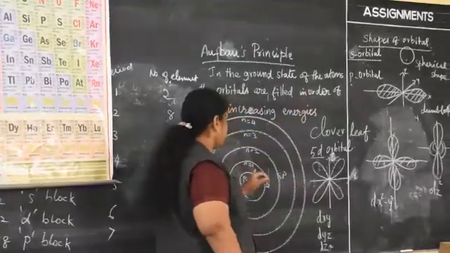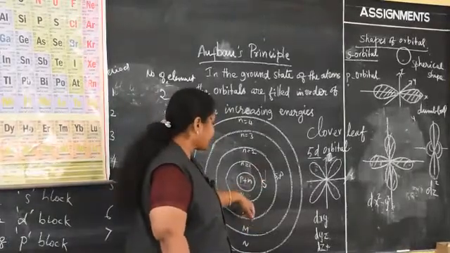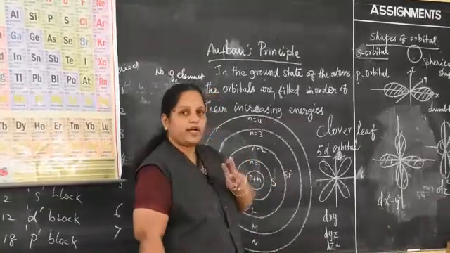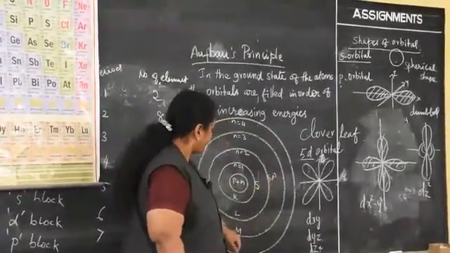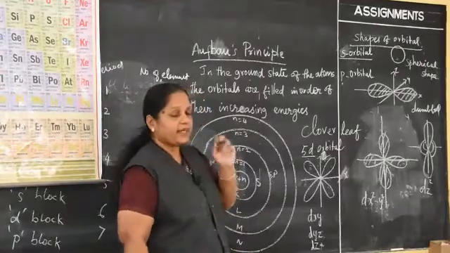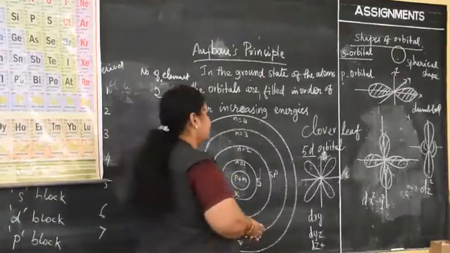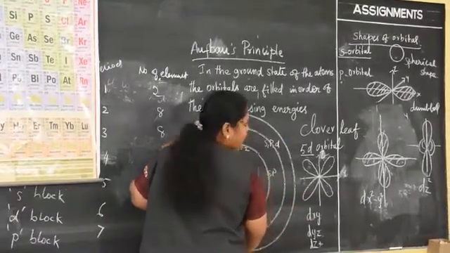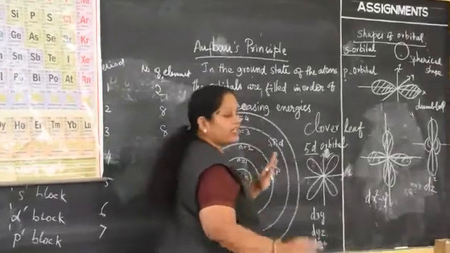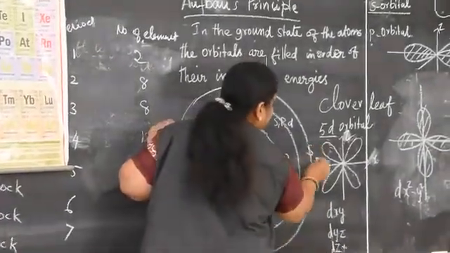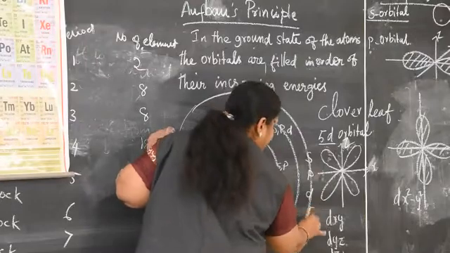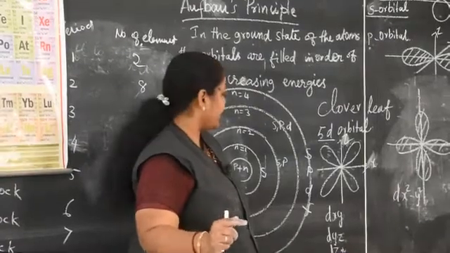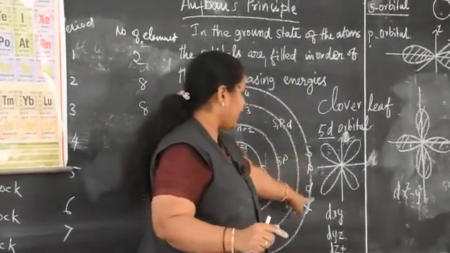These are the shapes of orbitals. We already know that in the K shell, the s orbital is there. L is the second shell, with two orbitals, s and p. Then the third shell, M shell, has three subshells: s, p, d. And the fourth main shell has four subshells: s, p, d and f.